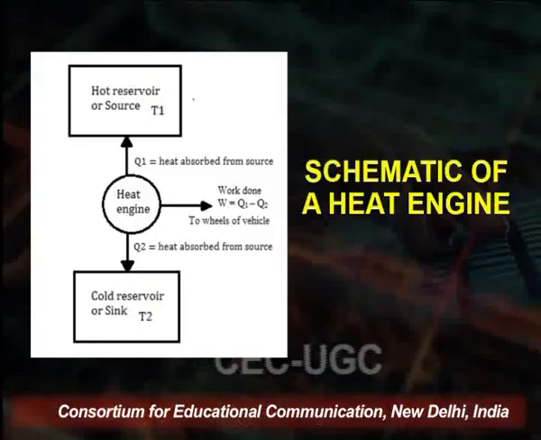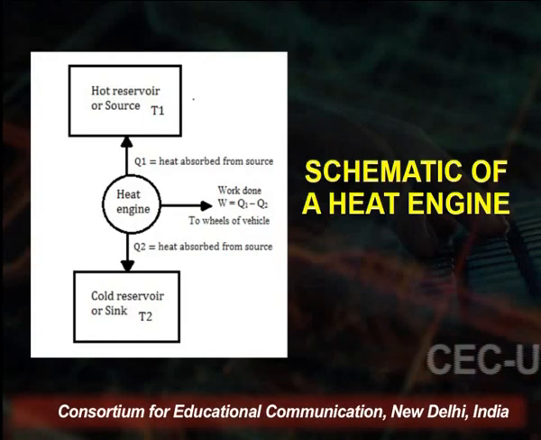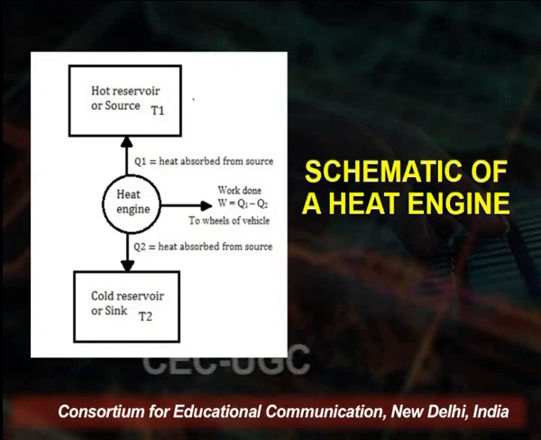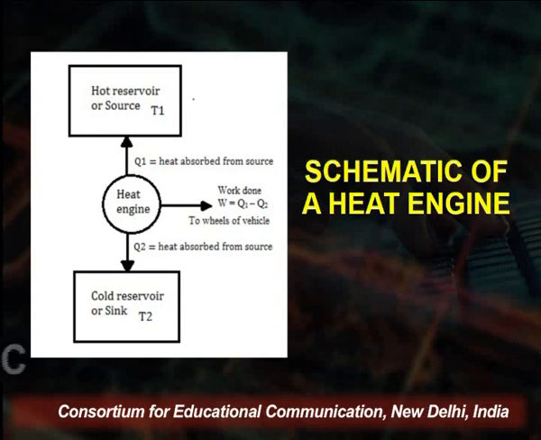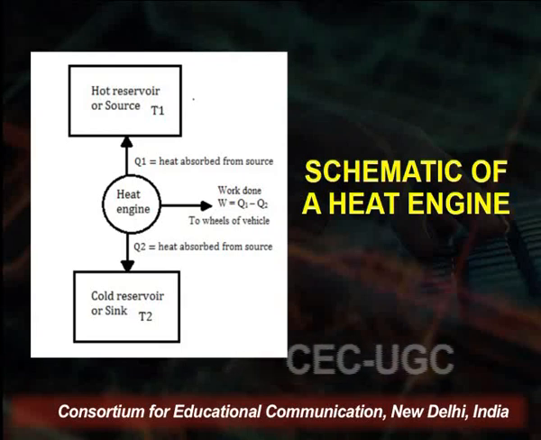At various stages of the cycle, the system may be gaining heat from the surroundings or losing heat to the surroundings. That is, we may be doing work on the system by compressing it, or the system may be expanding and doing external work. This figure is showing the schematic of a heat engine. A heat engine has to operate between two reservoirs, a hot reservoir and a cold reservoir. The hot reservoir is maintained at temperature T1 and is called the source. The cold reservoir is maintained at temperature T2 and is called the sink.